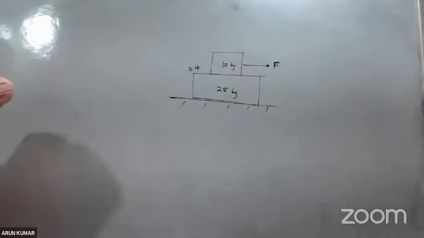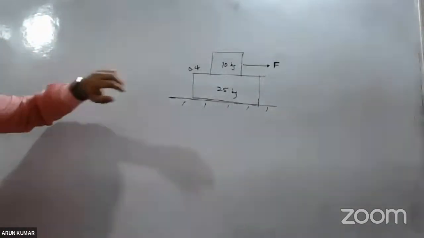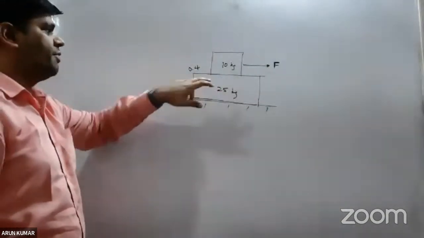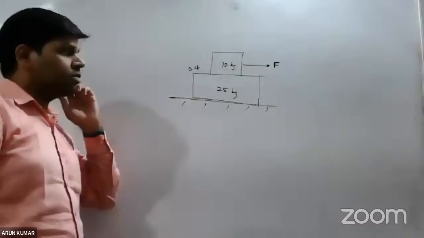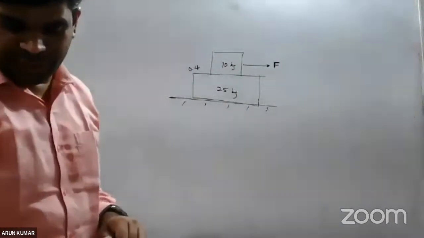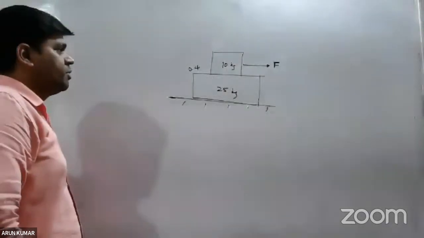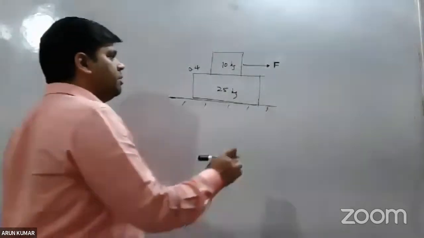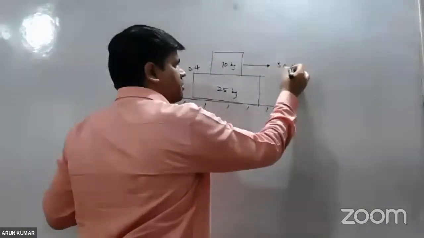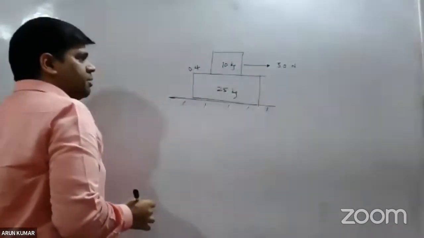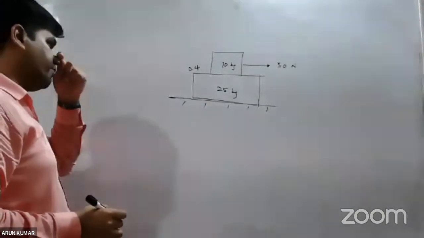So friction between the 25 kg block and the surface is zero, but there is friction between the 10 kg block and the 25 kg block, whose coefficient of friction is 0.4. When F is equal to 30 Newton, I have to determine the acceleration of the block. So what do I do? If I replace this with 30 Newton, what's the combined acceleration if at all they move together?